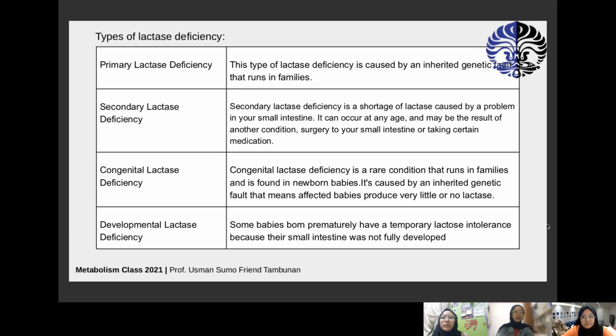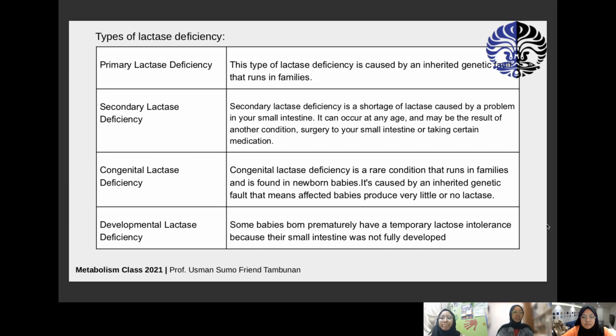Secondary lactase deficiency is a shortage of lactase caused by a problem in your small intestine. It can occur at any age and may be the result of another condition, surgery to your small intestine, or taking certain medication. Possible causes include gastroenteritis, long courses of antibiotics, chemotherapy, etc. The decrease in lactase production is sometimes only temporary, but it may be permanent if it's caused by a long-term condition.